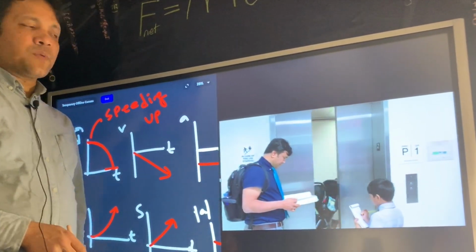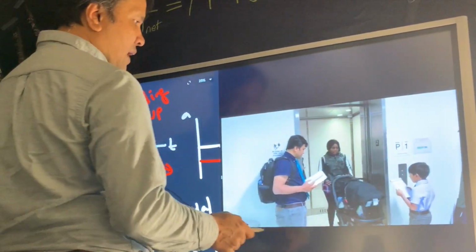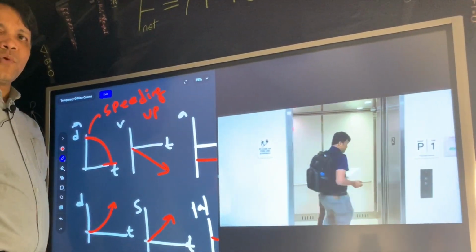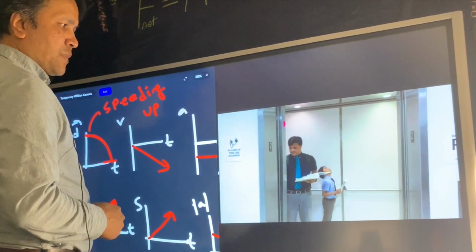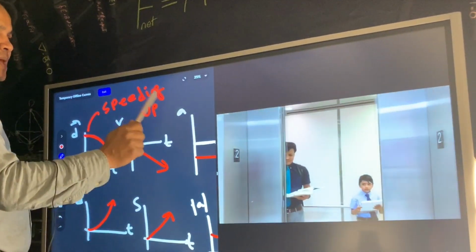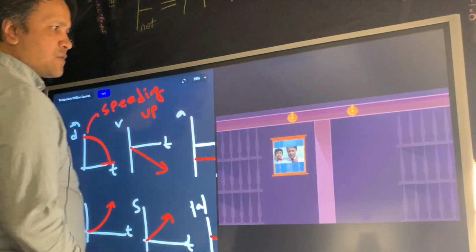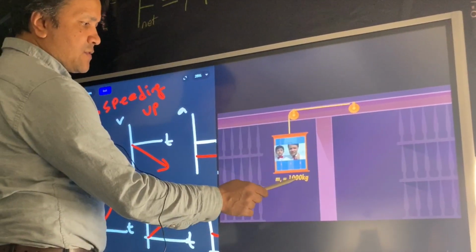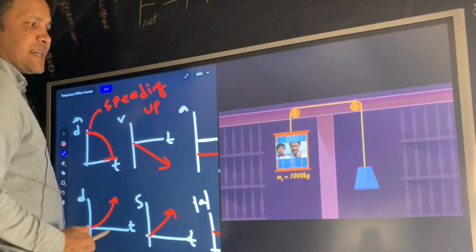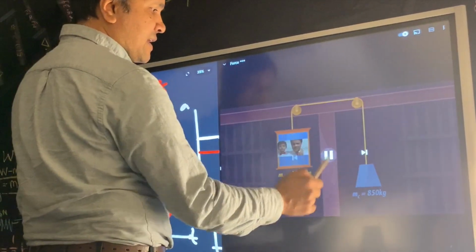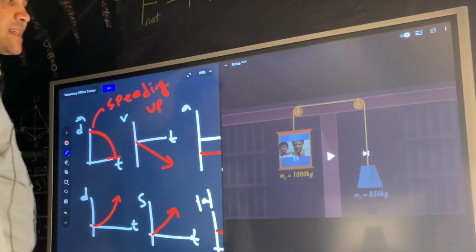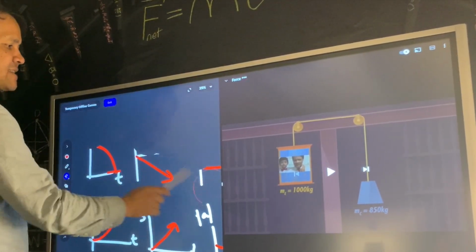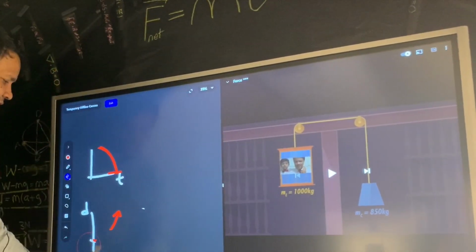Now we're going to talk about the elevator problem. What is the elevator problem? Well, let's say the elevator system has a weight and a counterweight. These two people are in the elevator, and here is the counterweight. The weight is 1000 kilograms with two people inside the elevator, and the counterweight is 850 kilograms. Now what we want to find is the acceleration of this elevator.